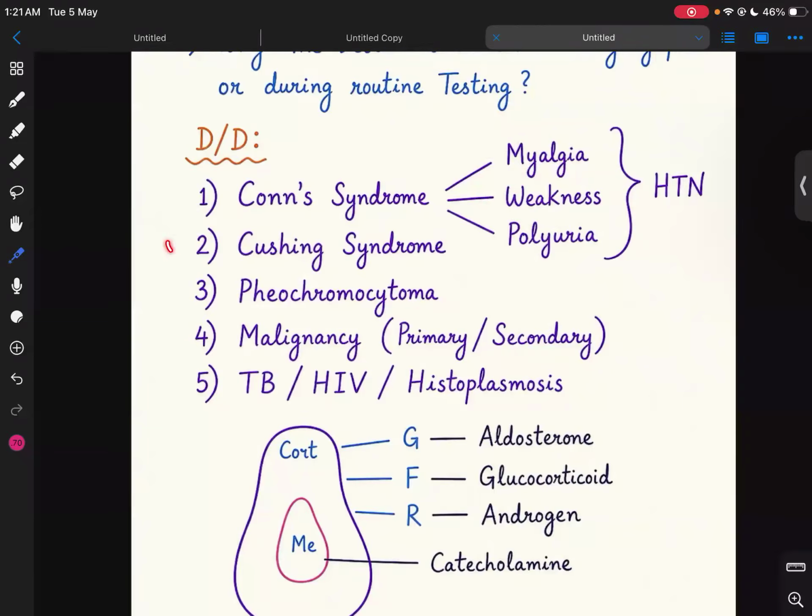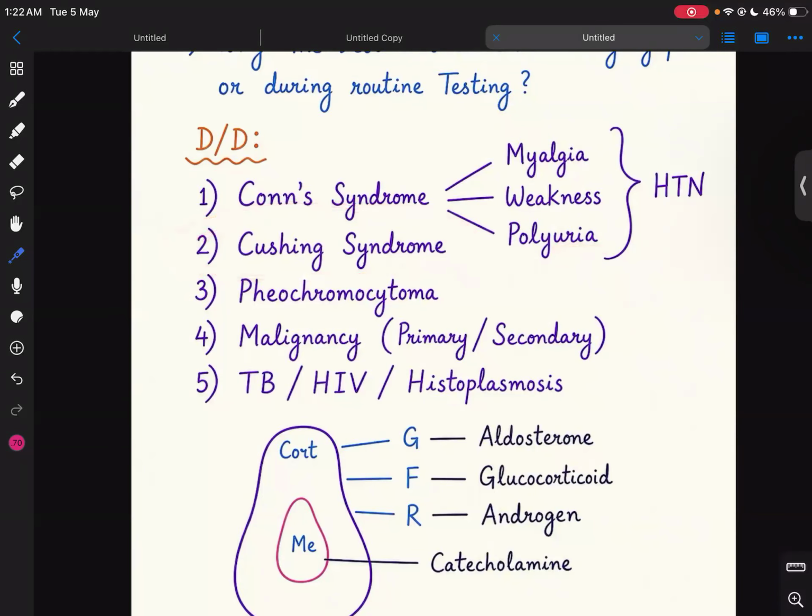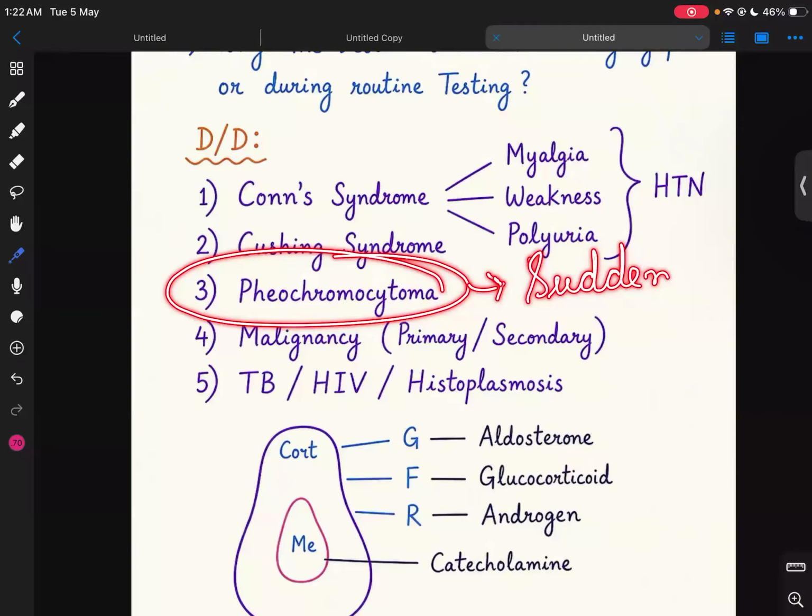To rule out Cushing syndrome, we have to ask about weight gain, because we'll discuss in detail the approach to weight gain in our endocrine problem. In any case of Cushing disease, the patient will have weight gain, mostly at the central part of the body. To rule out pheochromocytoma, we have to ask: have you ever felt a sudden racing of the heart with sweating? There is sudden palpitation with sweating, and the patient will feel a flushing sensation.